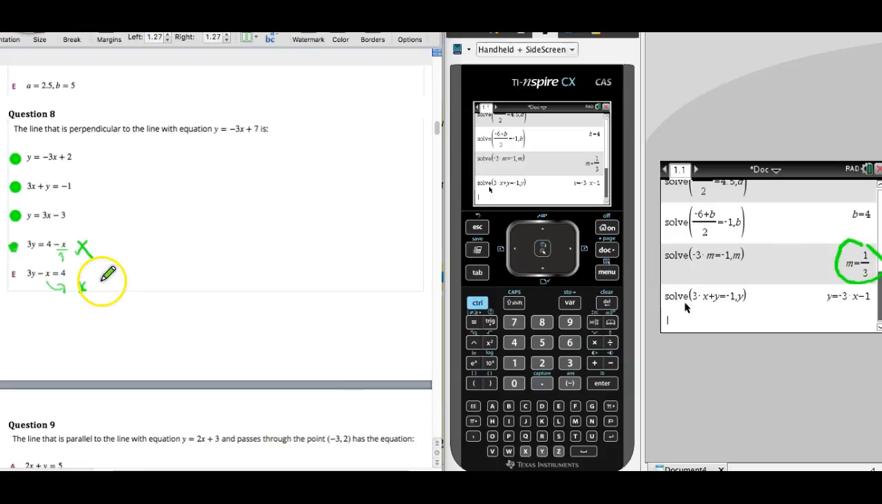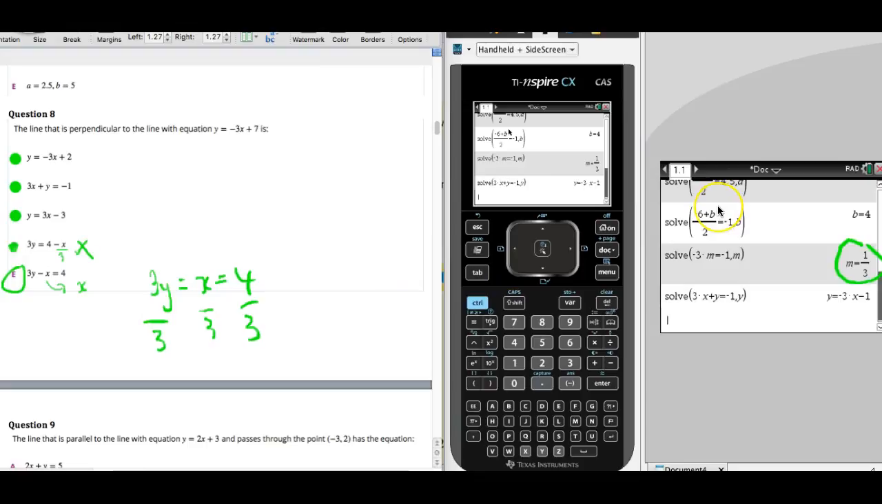All right, so that means it's probably E. Let's just see. So we brought the x over. So now we're left with 3y equals x plus 4. And then when we divide everything by 3, we get +1/3. So it's E.